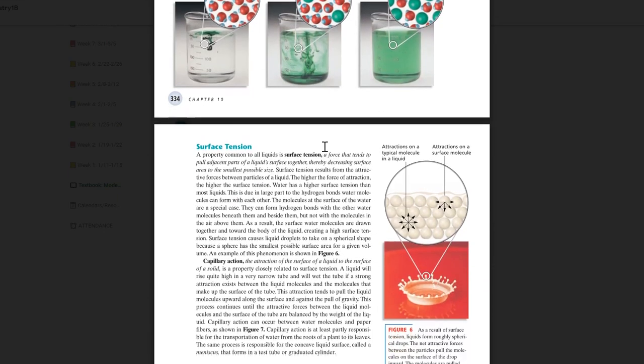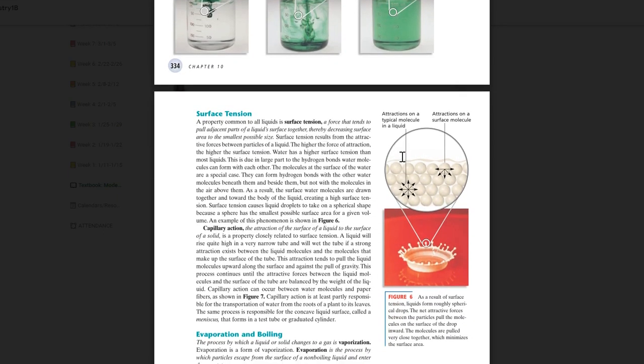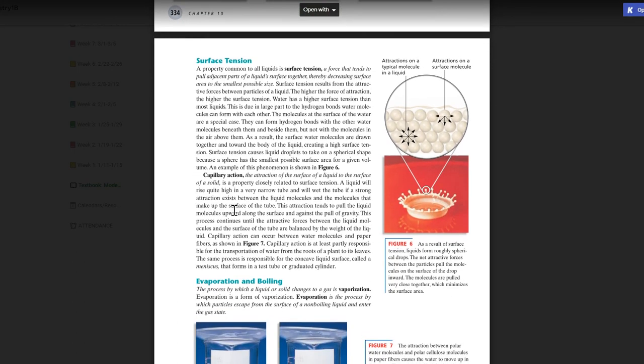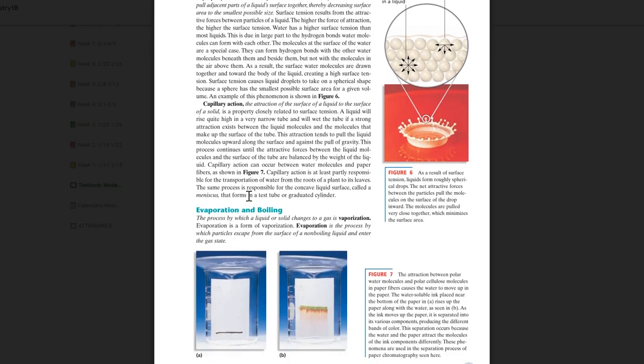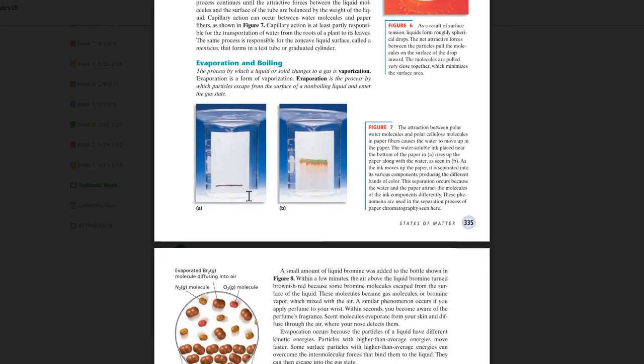Surface tension was the little net on top. So the attractions of surface molecules to each other that creates a little net on top of the water. Capillary action is water's ability to move up a thin tube because of its attraction to the side of that tube, which would be adhesion, and the attraction to other water molecules, which would be cohesion. Okay, evaporation and boiling we will get back to today.